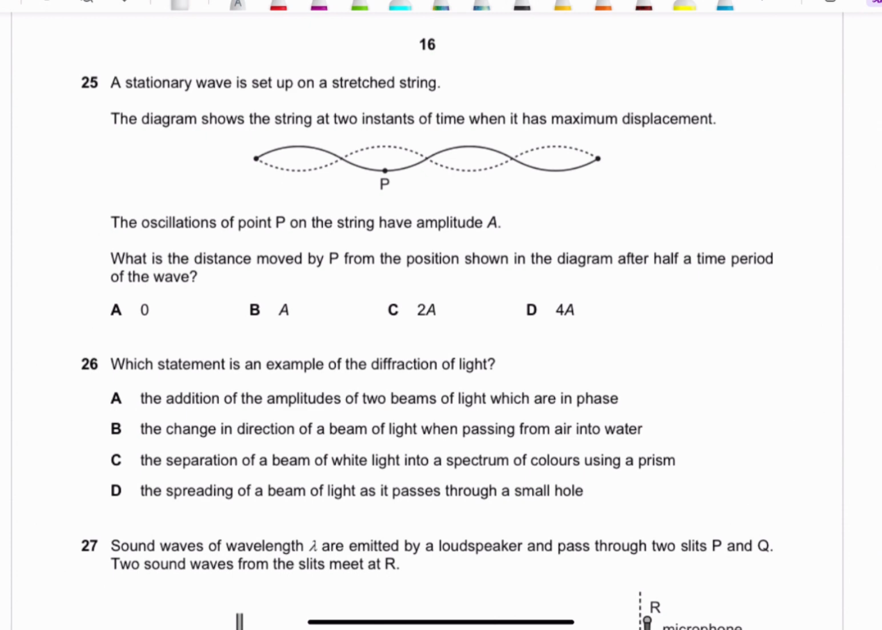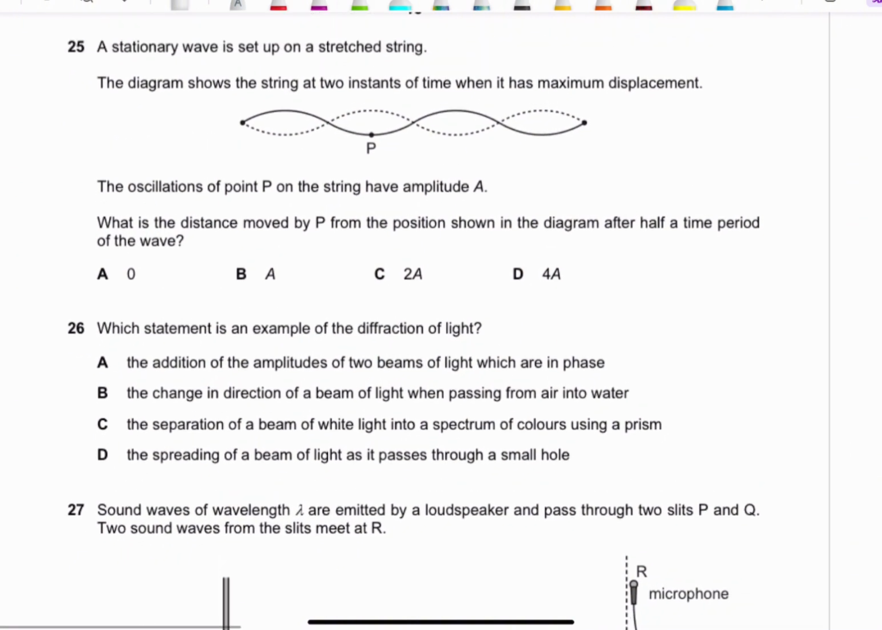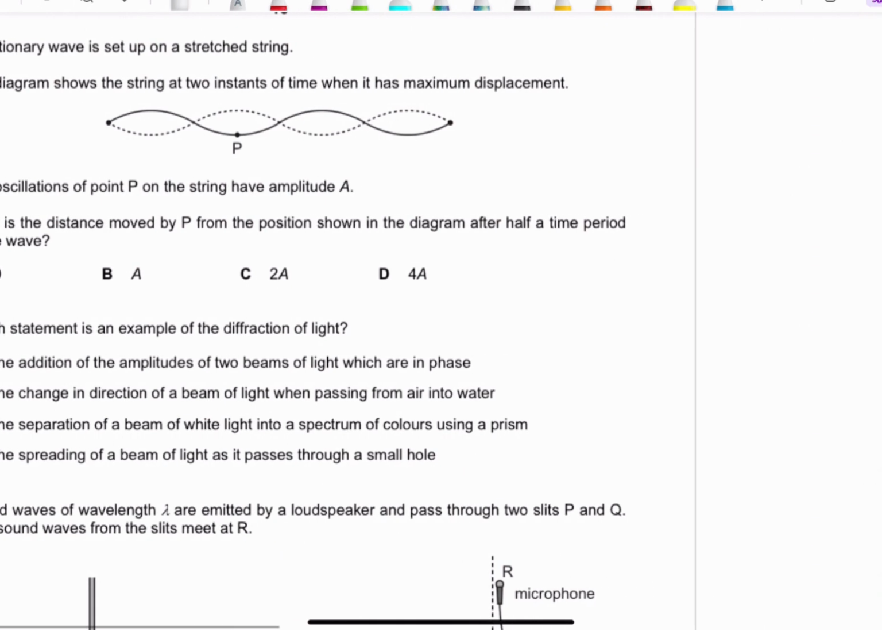Move on to question number 25. We're given a stationary wave that is set up on a straight string. The diagram shows the string at 2 instants: one instant and then the other instant when it has maximum displacement. The oscillation of P on the string has an amplitude A. What is the distance moved by P from the position shown in the diagram after half a period of the wave?